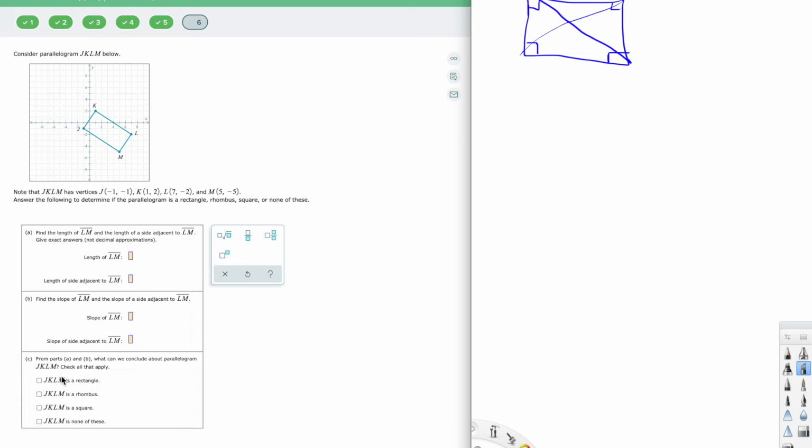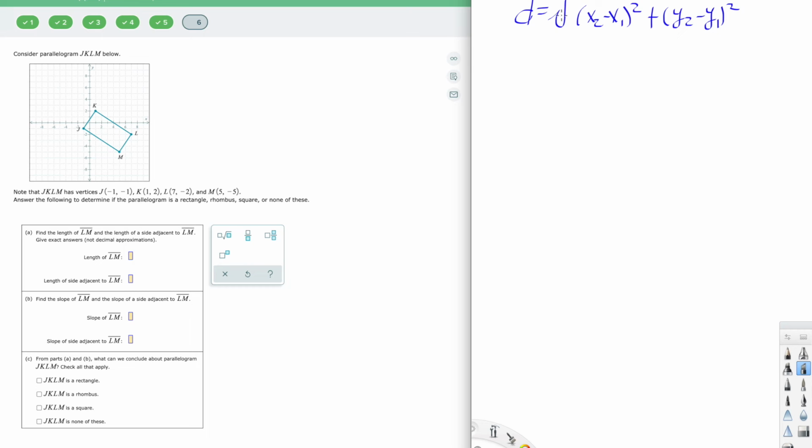So what it's going to have us do first is find the length of LM. In order to find length, we need the distance formula again. We were doing this a little bit ago, I think on my last video, actually. So this should be on your notes pages. It's the distance formula. We subtract the x's, we subtract the y's, we square those, add them together, and then take the square root.